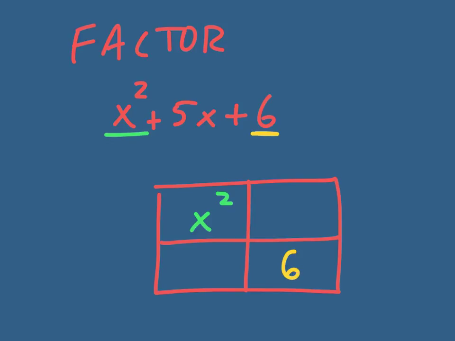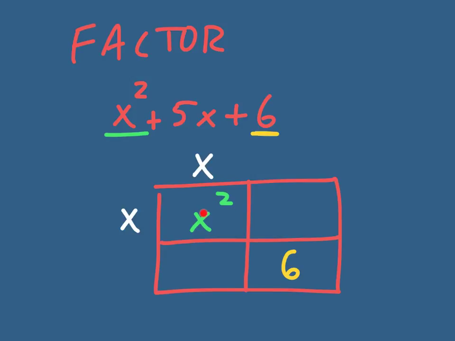Then what I do is I ask myself the question, what two numbers, what two things are going to multiply together to give me x squared? And if you think about that, that's just going to be x and x. So I put an x here and an x here, okay? And those are the two numbers that are going to multiply to x squared.